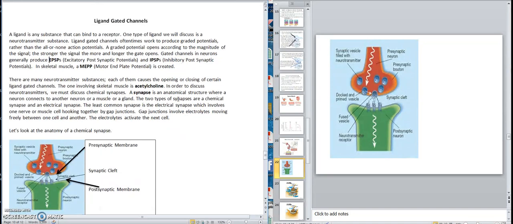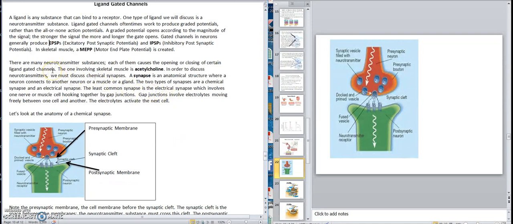Okay, let's go a little further. There are many neurotransmitter substances. Each of them causes the opening or closing of certain ligand-gated channels. The one involved in skeletal muscle is acetylcholine. That is the name of the neurotransmitter that turns on your skeletal muscle. You need that. If you don't have that, then your skeletal muscles won't work. When we get into pathology, which I'm not doing today, we have conditions like myasthenia gravis, different conditions that give muscle weakness due to not having enough of this.